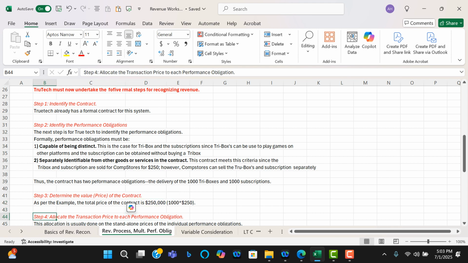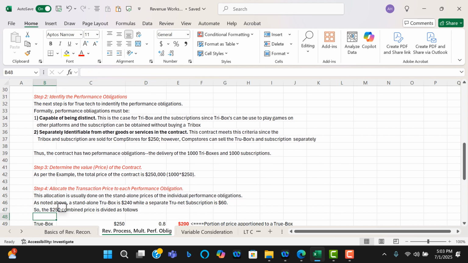Okay, the next one is probably a very important one. This is allocate the transaction price, which is $250, to each of the performance obligations. And following most accounting principles, this is an old accounting standard, but there's a lot of things that you buy as package deals. When you buy a piece of real estate, land and a building, you pay one price for both the land and a building. You don't pay separate prices for the land and building.